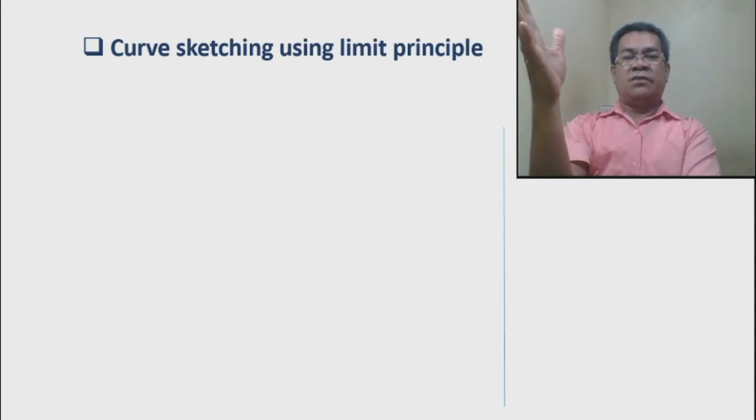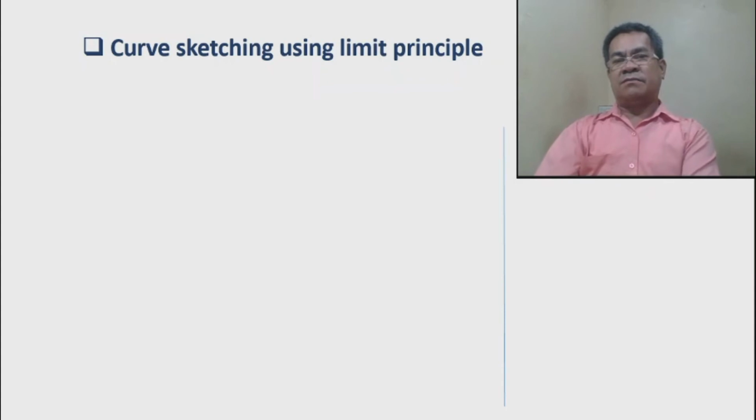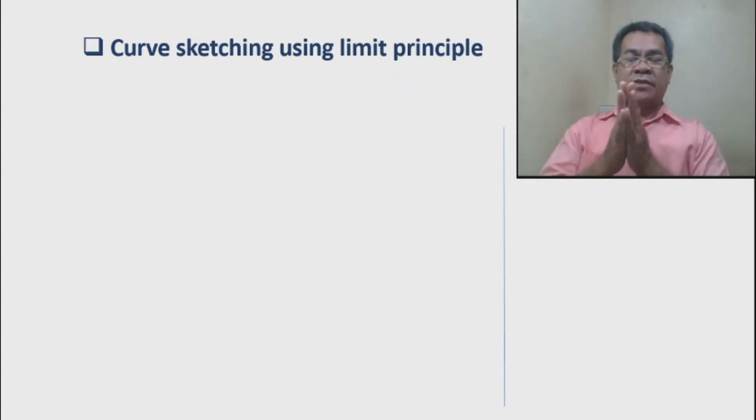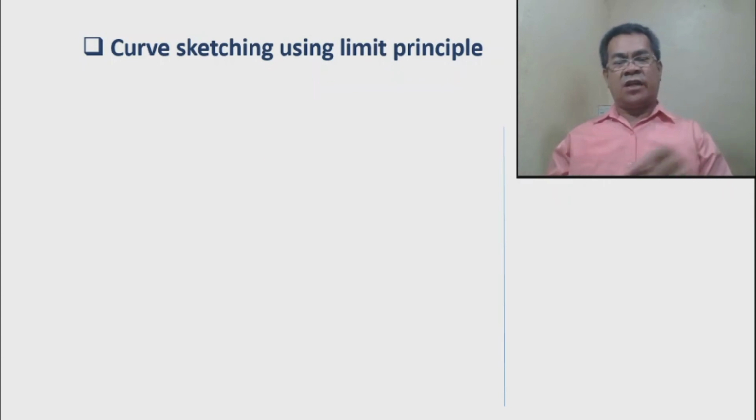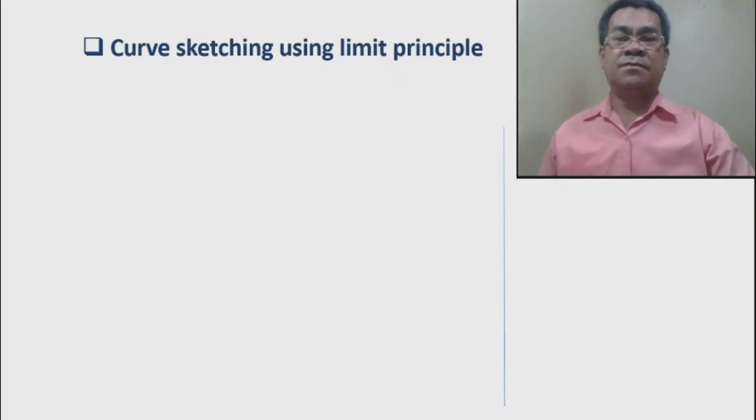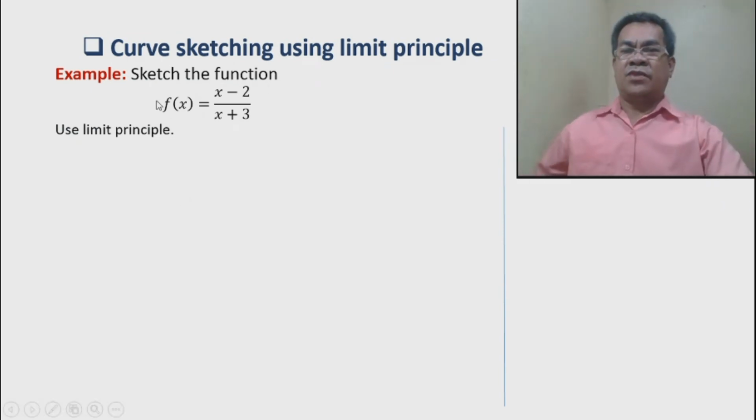The importance of the horizontal and vertical asymptotes is to sketch the graph of the function, and this uses the limit principle. So we will use the vertical asymptote and horizontal asymptote, then we can evaluate the limit of the function in between. So actually the purpose of the limit is to sketch the graph and to evaluate the limits also. So then let us sketch this function.